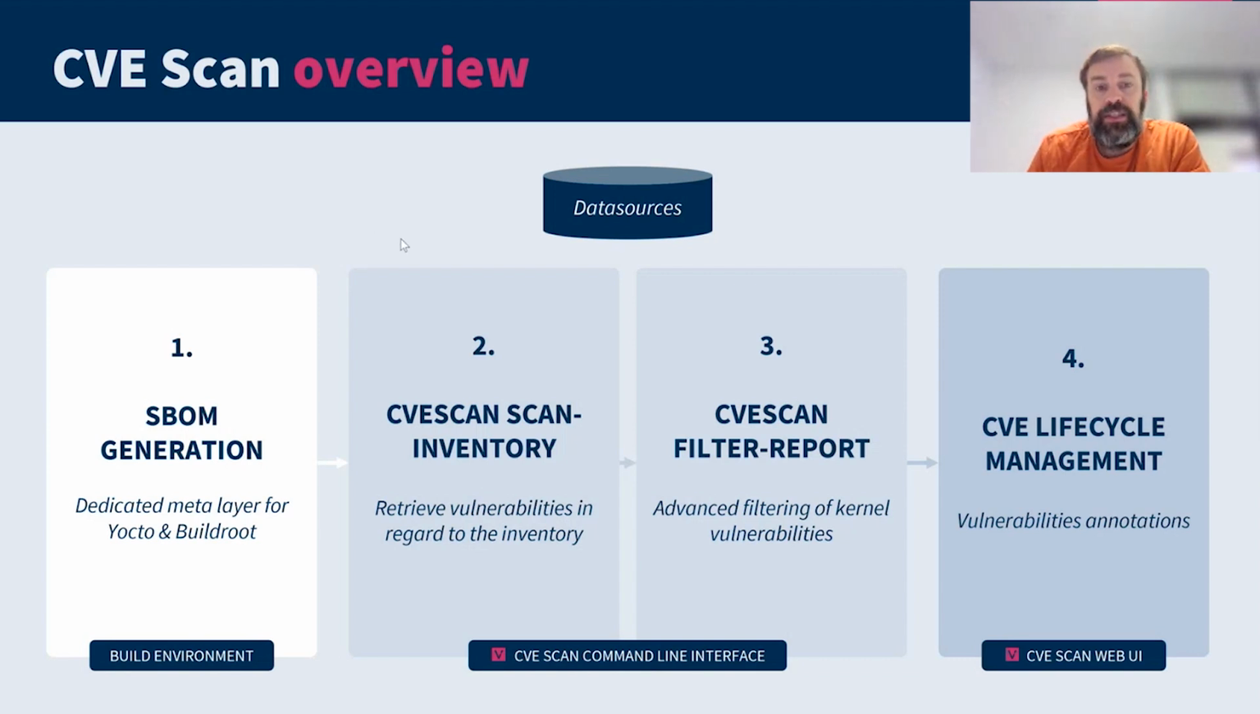The software bill of materials is then used in the CVE Scan command line interface, generating the report of all of your vulnerabilities. This report is split in two parts: scanning the inventory. That means extracting from your SBOM all the software packages with the exact version and reviewing all the associated vulnerabilities.